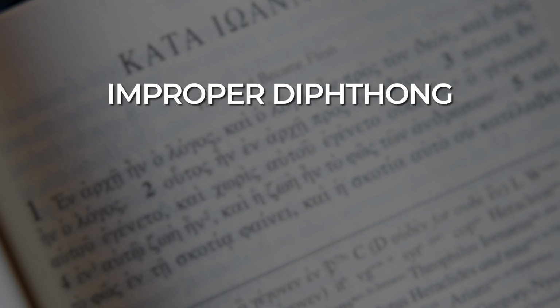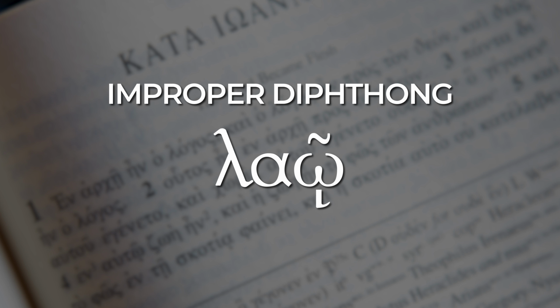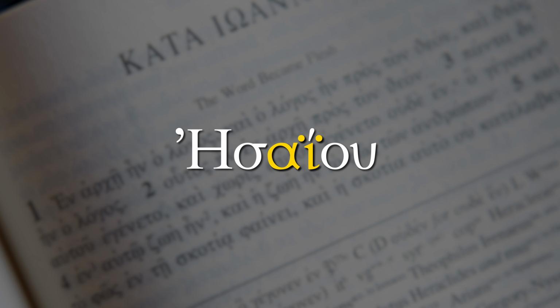You will also frequently see what's called an improper diphthong. This is when a vowel is paired with an iota subscript, an iota written below the line. We will discuss these more in a future lesson. For now, all you need to know is that this iota is not pronounced, but it is important to recognize for reasons of translation. Sometimes you will encounter a diphthong with two dots above one of the letters. This mark is called a diaeresis. It indicates that the two vowels of the diphthong are to be pronounced separately.